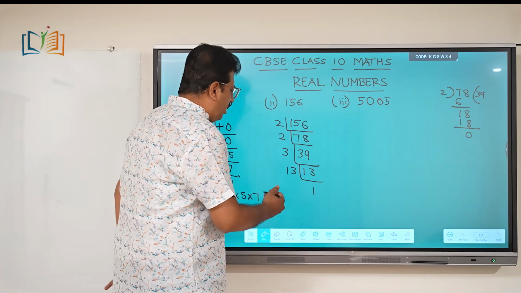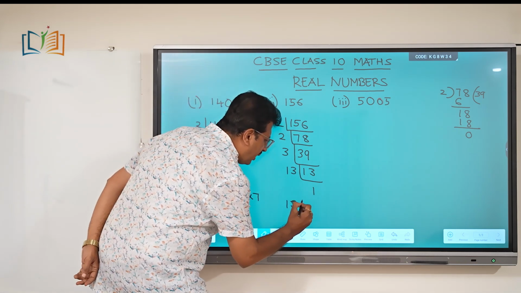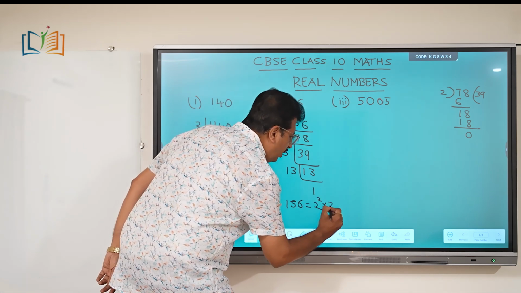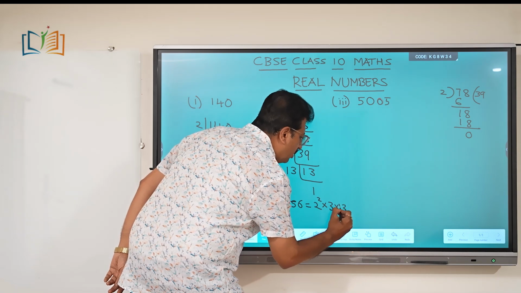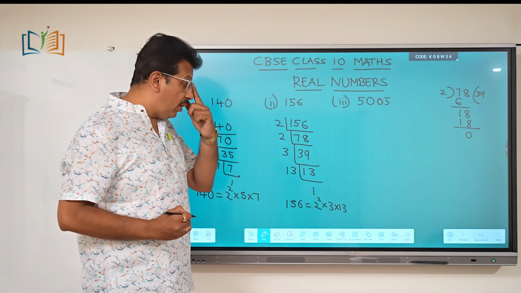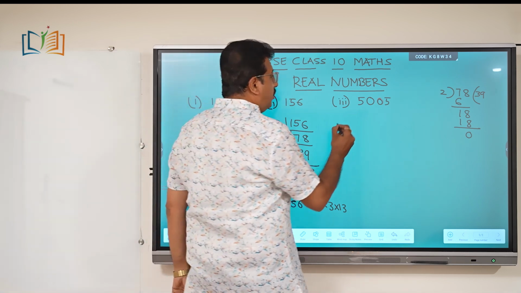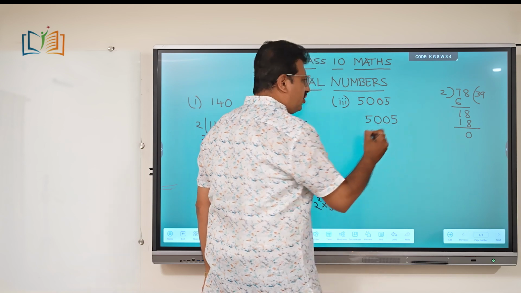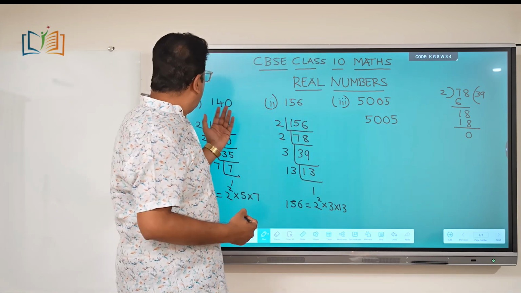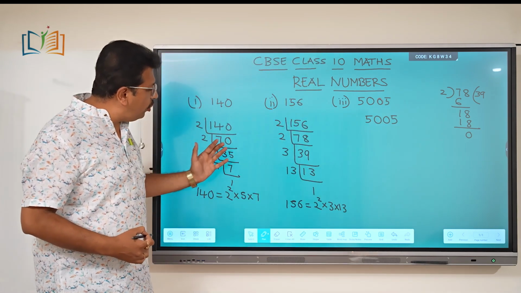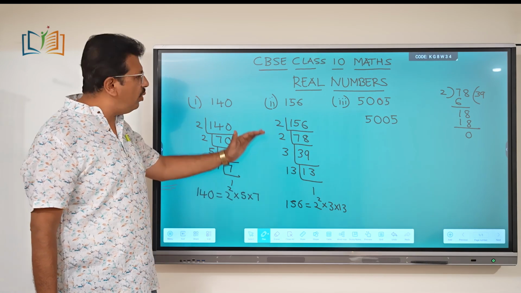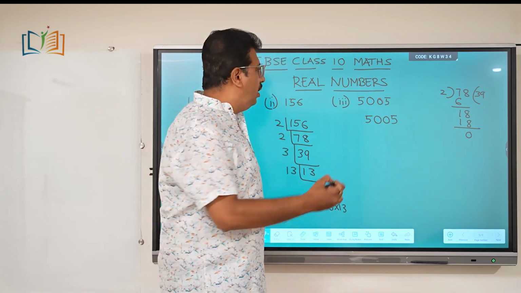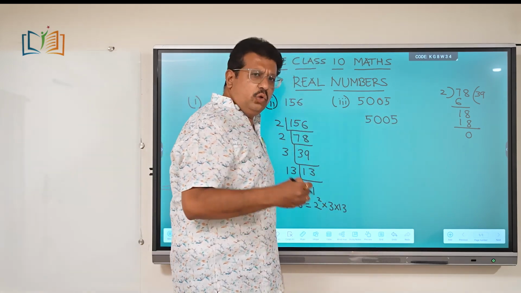So here, what you can write: 156 can be written as 2 square into 3 into 13. So this is your 156 written as 2 square into 3 into 13. Next is the third one, 5,005. I'm now taking a slightly bigger number. The first two examples I showed you were simple. Now let me take 4-digit numbers. I think you should be trying these now. So 5005 means you will get an idea.